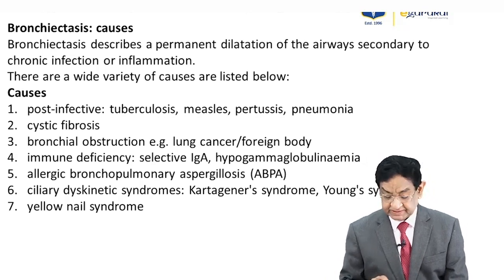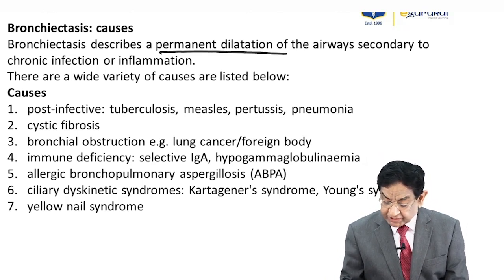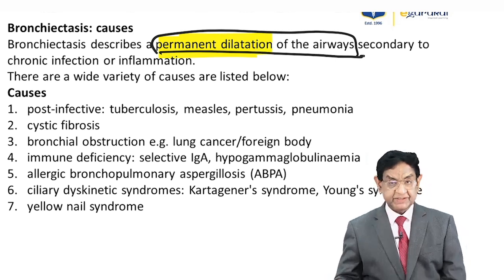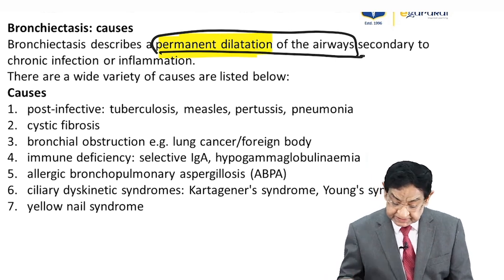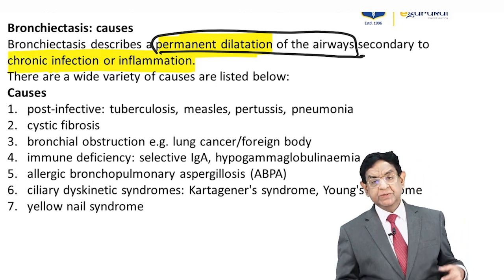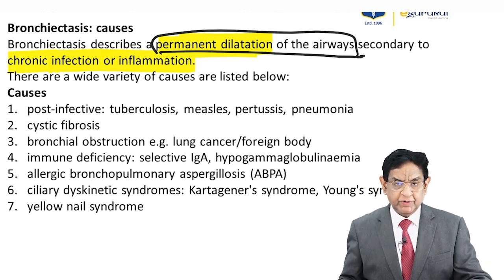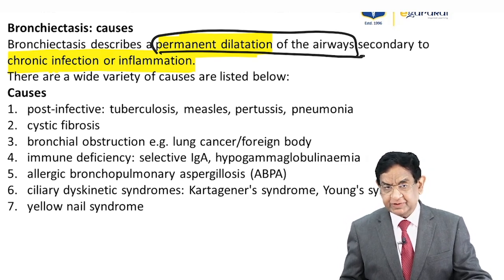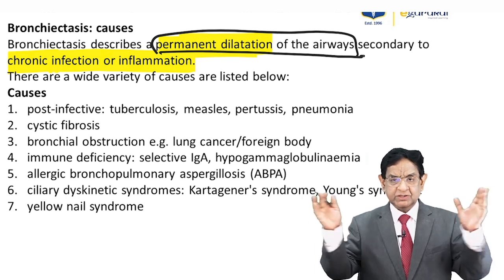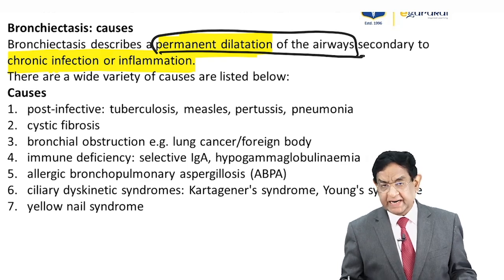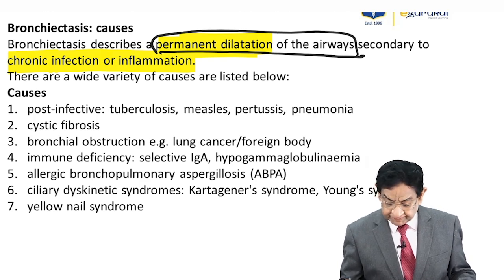What is bronchiectasis? Permanent dilatation of airway. The key word here is permanent dilatation of the airways, secondary to chronic infection and inflammation. So that means this cannot happen overnight. The disease has to be there for years together, decades together, and finally there is loss of elasticity and permanent dilatation of the airway.